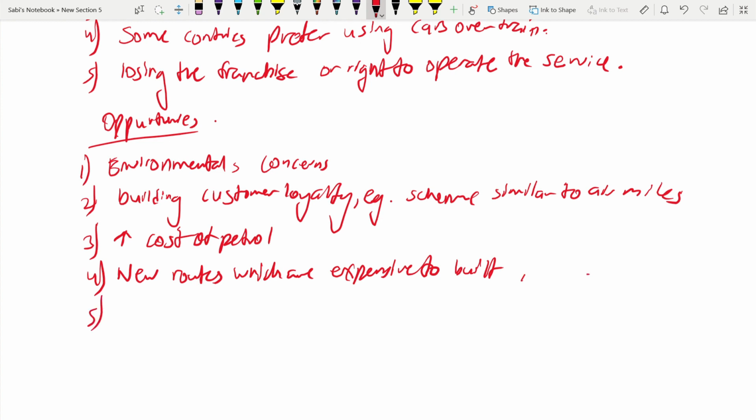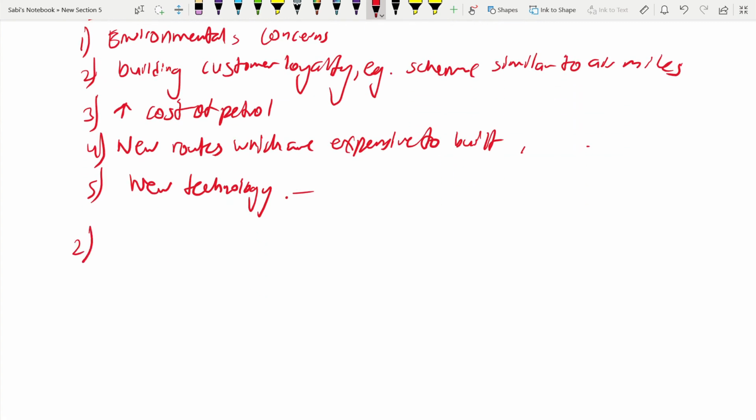And the fifth one is new technology. You can write the points, I'm just explaining the points. How new technology? Magnetic levitation is there. Generally reduced journey times are there. These are through new technology. Now let us go to the next, that is nuclear power station. In the nuclear power station, what could be the threats and opportunities?